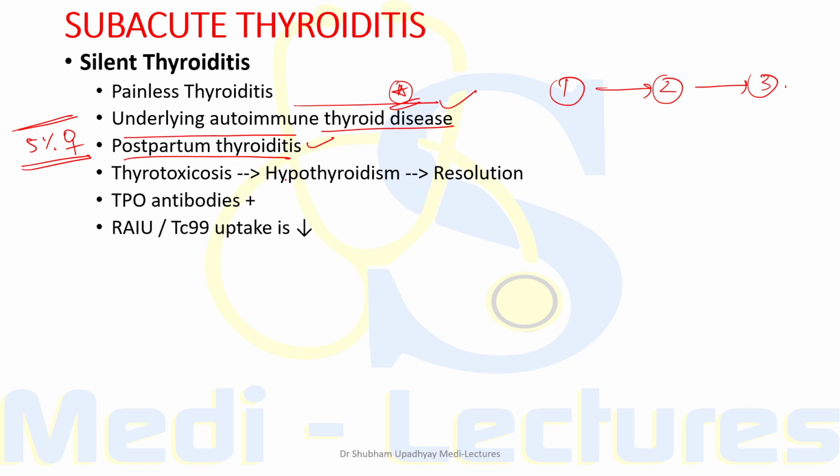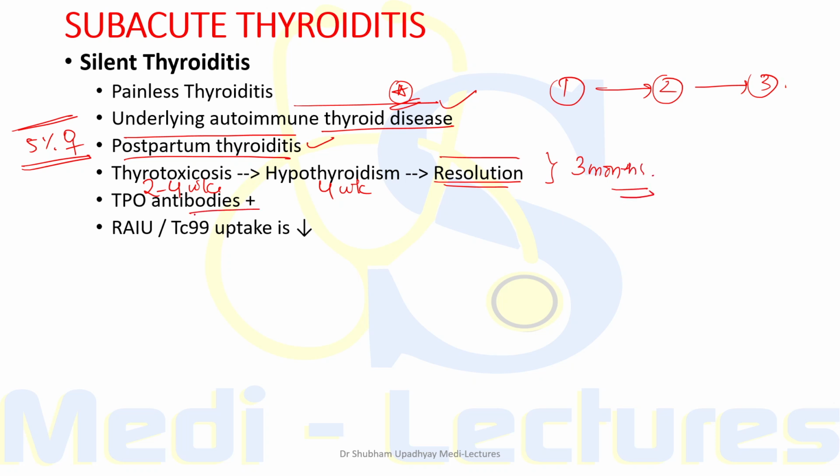So in viral thyroiditis, first stage was 6 weeks, then second stage was 6 to 12 weeks, and there was recovery in 6 months. But in this, thyrotoxic stage is 2 to 4 weeks, then hypothyroid stage is 4 weeks, then there is resolution. So the resolution will occur by 3 to 4 months.